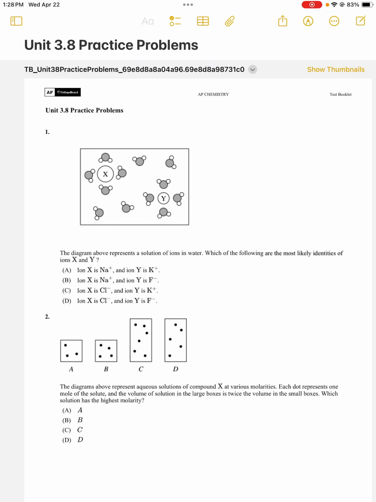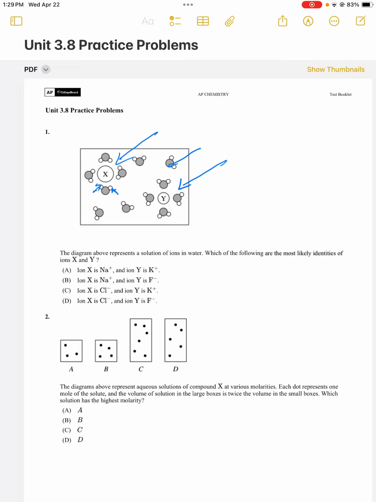A few of the Unit 3.8 practice problems, not many, and this is how they represent what's happening in a solution. So you can see here, you've got ion dipole attractions between whatever these X and Y things are and the water molecules. You need to know that the face part of Mickey Mouse here is the oxygen and the little ears are hydrogens. So the fact that with X, I've got the partially positively charged hydrogens pointing towards X, that tells me X must have a negative charge.